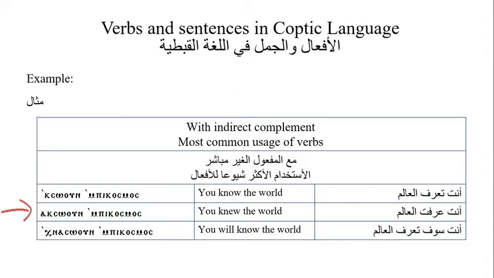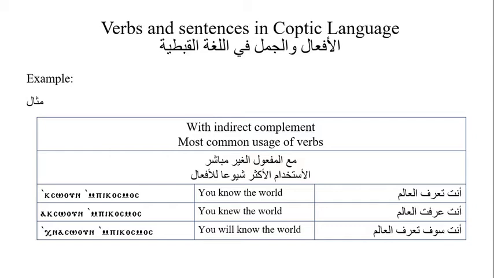Here the verb aksun, we put it in the past tense. The ek became ak, and we used it in past tense. MB cosmos, you knew the world. In future, we say ekna suun, MB cosmos, you will know the world.